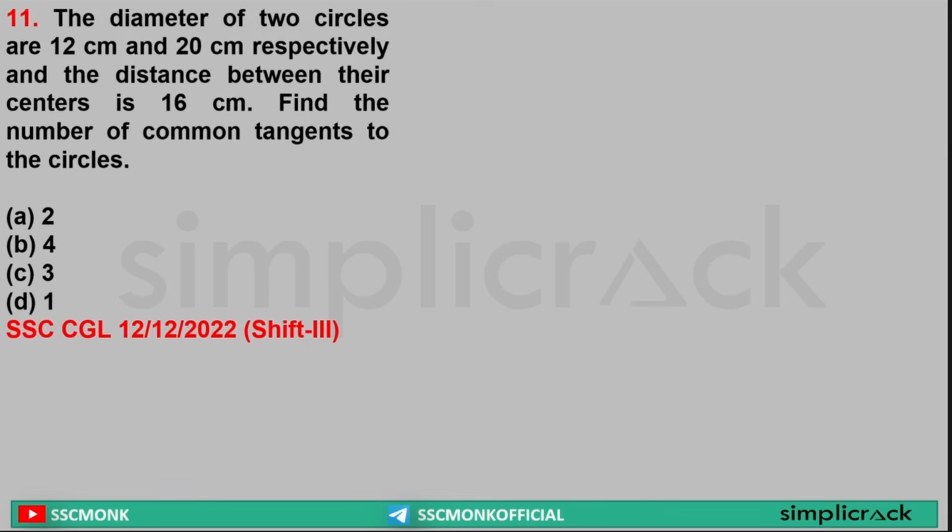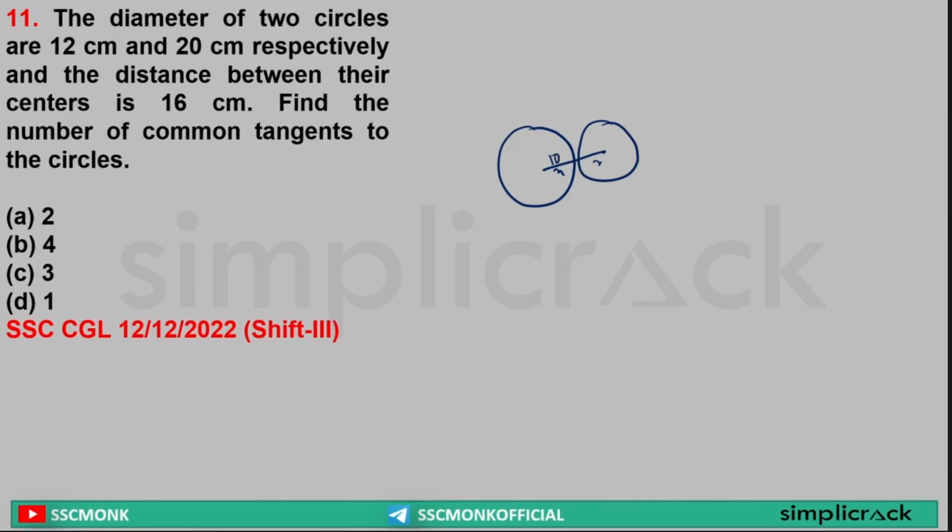The diameters of two circles are 12 centimeter and 20 centimeter respectively. This is talking about diameter. Don't confuse it with radius. The distance between their centers is 16 centimeter. Not an issue. Find the number of common tangents to the circles. Now understand this. When we are saying that this was one circle, this was another circle, the distance between them was what? R1 plus R2. In general, 20 plus 12.